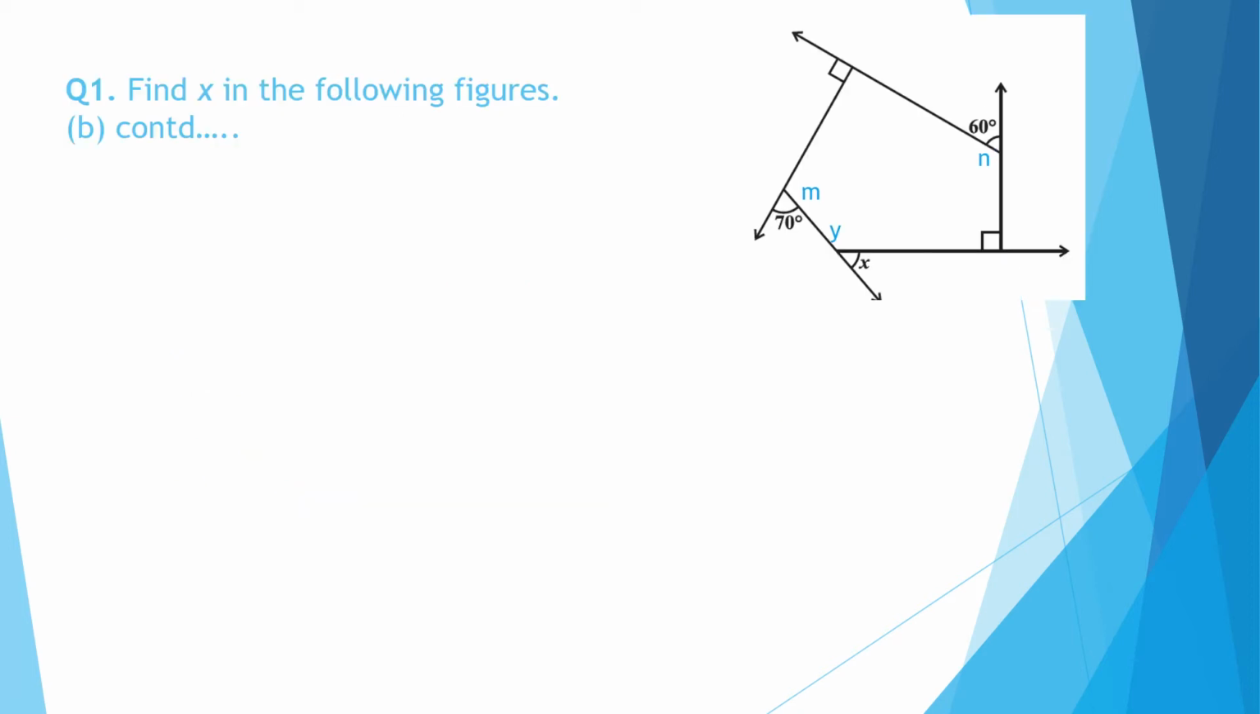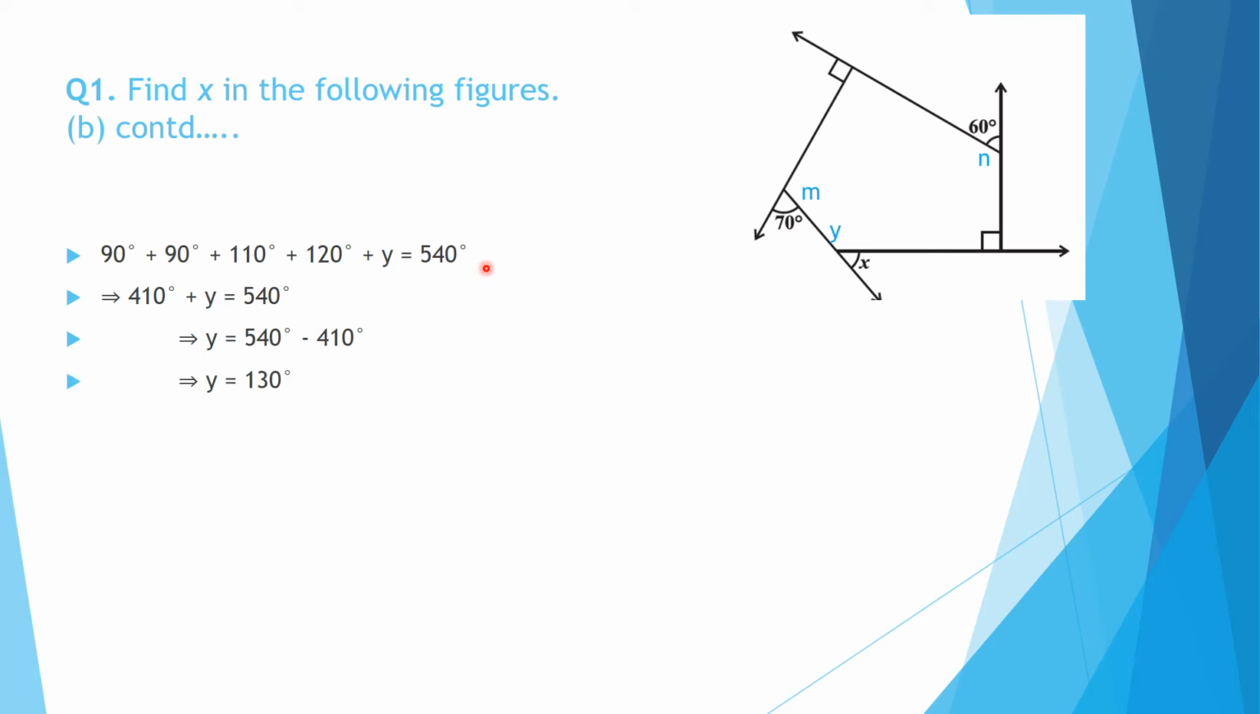Moving ahead to this part, I have now marked this angle as Y because we have to name it somehow. So inside this pentagon, one angle is 90, one is 90, 90 plus 90, and the two angles whose values M and N you have found, that is 110 degrees and 120 degrees, plus the fifth angle Y, and the sum of all this would be 540 degrees. With this, you can find the value of Y. This all sums up to 410 degrees. So 410 plus Y is equal to 540. So Y is equal to 540 minus 410, and you get the value of Y to be 130.